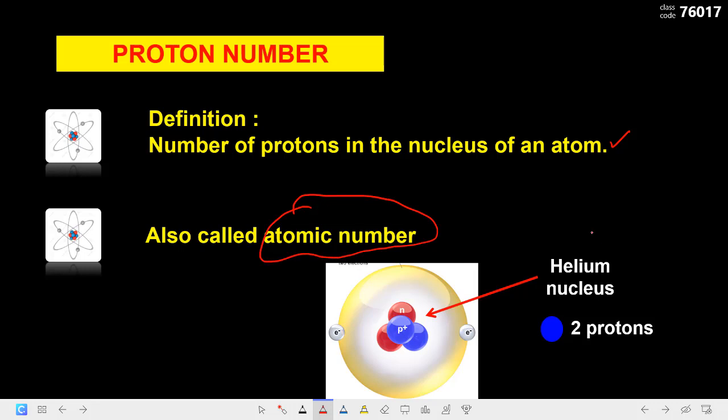For example, here I have a helium atom, and in the nucleus of helium, you can see there are two protons. Yang warna biru ni adalah proton. So proton berada dalam nukleus. Jadi berapakah bilangan proton in the nucleus of an atom? We call it proton number.